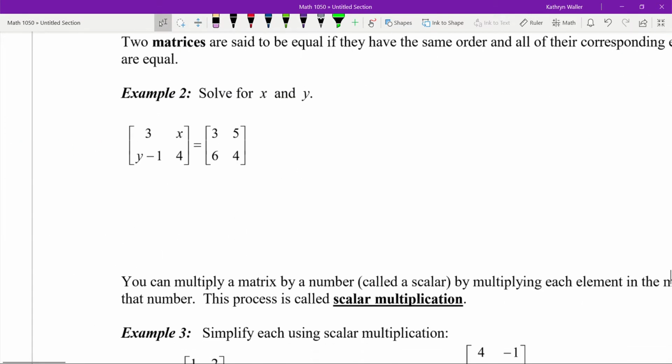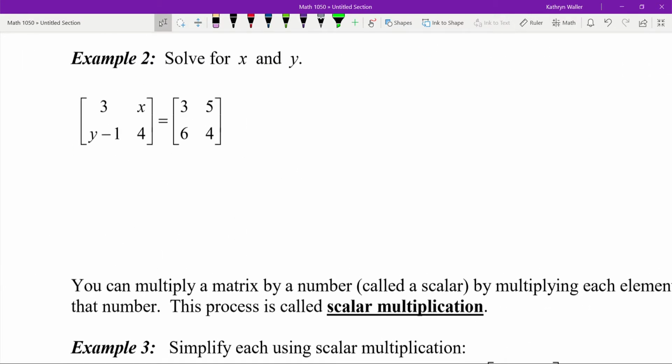Okay. All right, question 2. This whole first half of this lesson is pretty easy. Okay, you guys look, we have one matrix equal to another matrix. So what you're going to do is this. You're going to write the top left thing, then the equal sign, then the top left thing. Those things must be equal. So that would mean 3 equals 3. Then you do the top right. That would give you x equals 5. Then the bottom left. That would be y minus 1 equals 6. Then the bottom right, 4 equals 4.